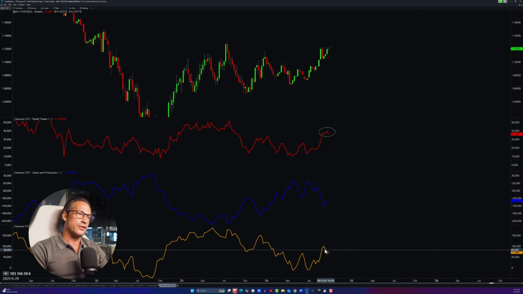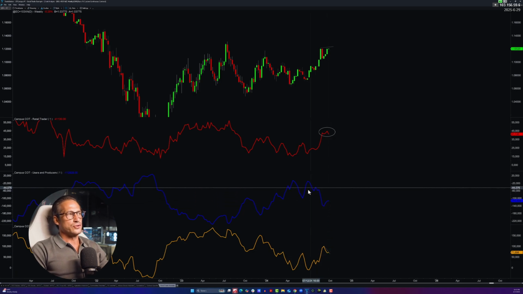So another clue for price to eventually, that rally, what I would call a fake rally, the price is about to drop here as well. Now we could also look at users and producers, and you see they're also, well, bearish here.